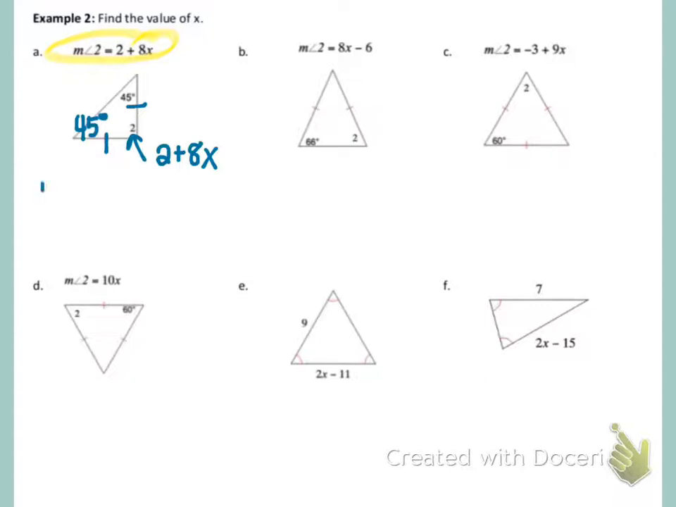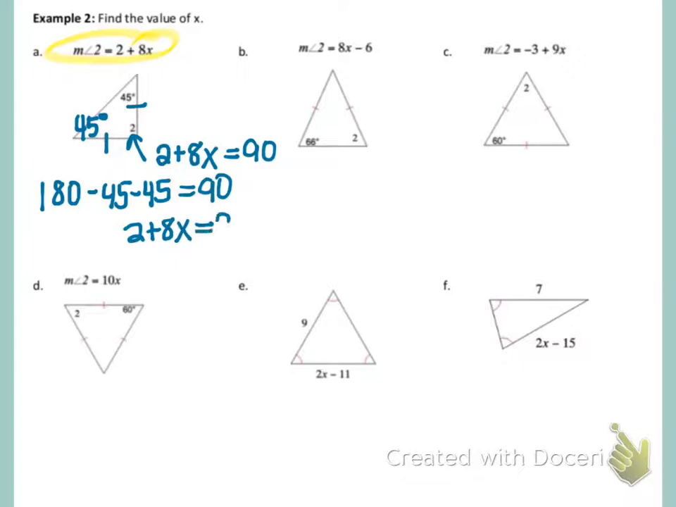So because we know that the 3 angles have to add up to 180 degrees, and we've got 2 45-degree angles that then add up to 90 degrees, right? So we're going to take both those 45-degree angles away, leaving us with 90 degrees. That way we know that angle 2 must be 90, and because that expression 2 plus 8x is describing that angle, we could use this equation then to find out what x is. 2 plus 8x equals 90.